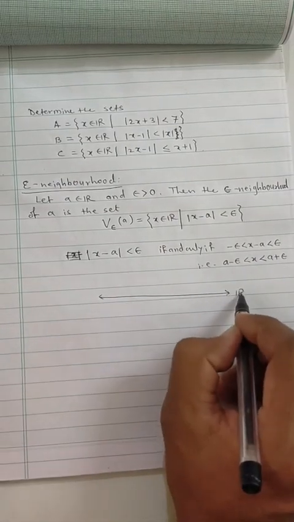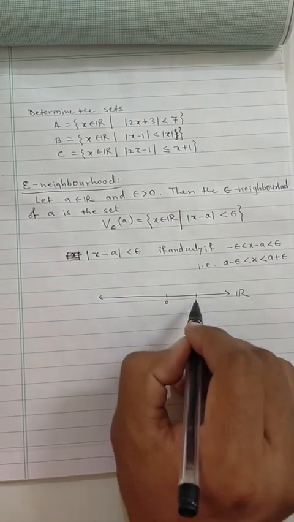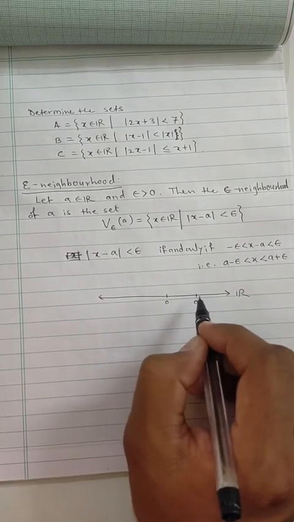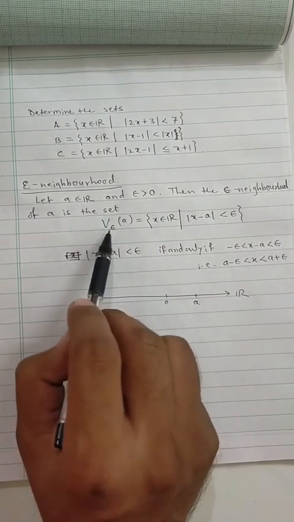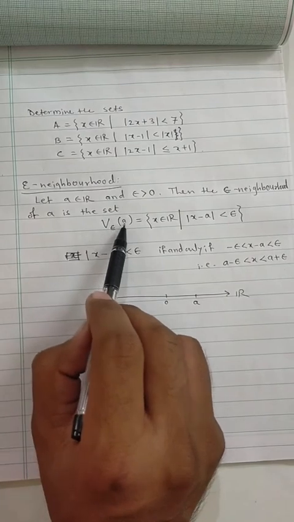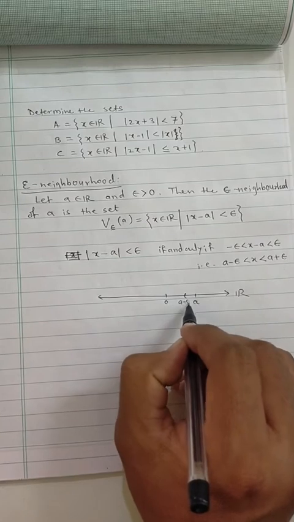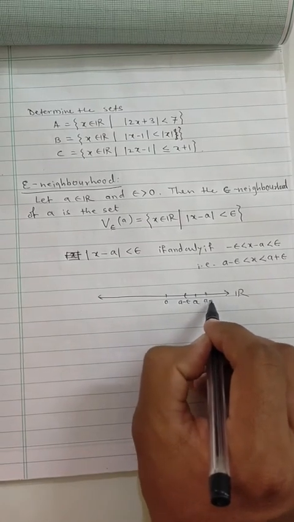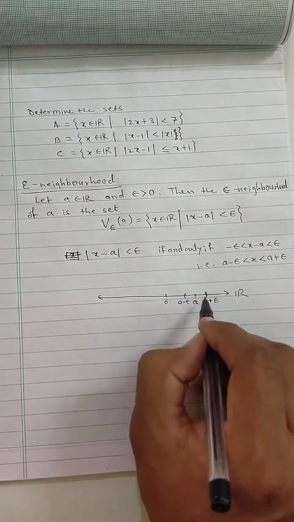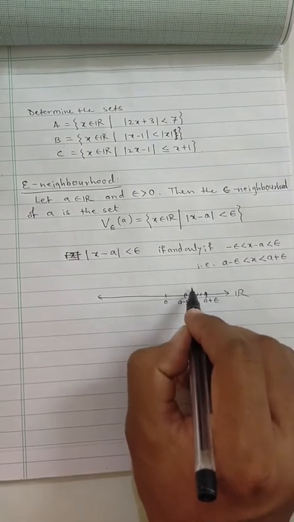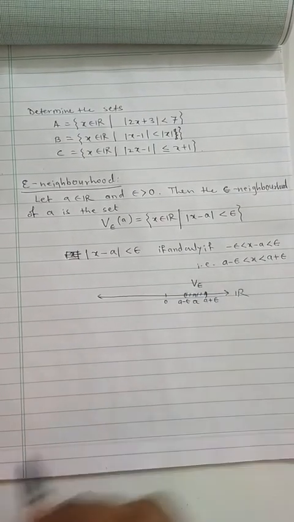That means on the real line this is 0. If this is the point a, then the epsilon neighborhood at point a will be from a minus epsilon to a plus epsilon. So this will be the neighborhood which is denoted by V epsilon.